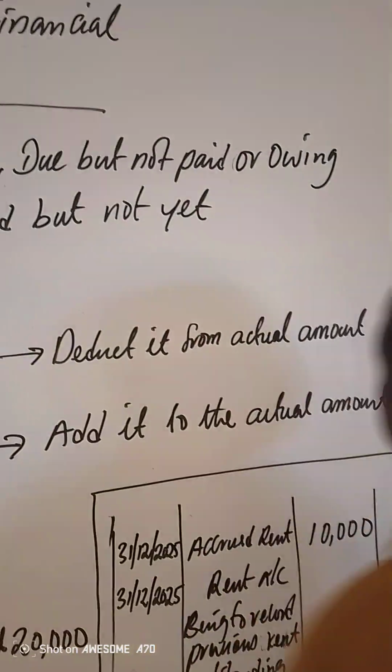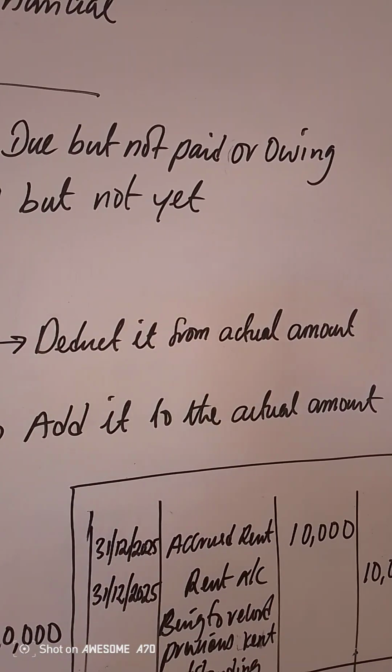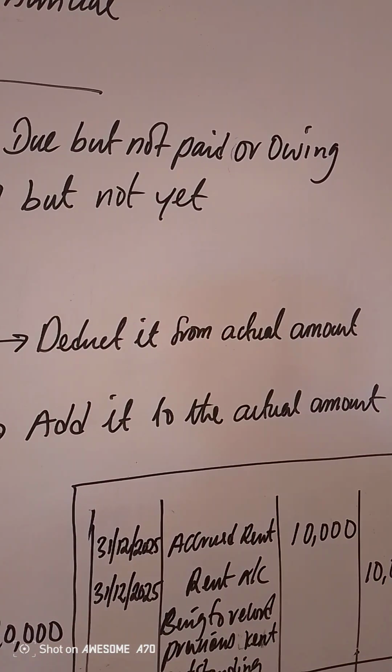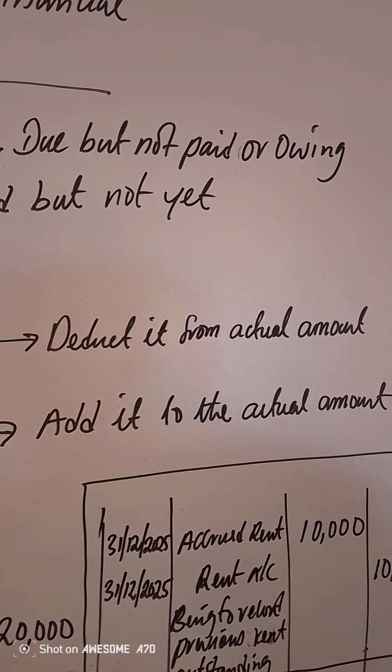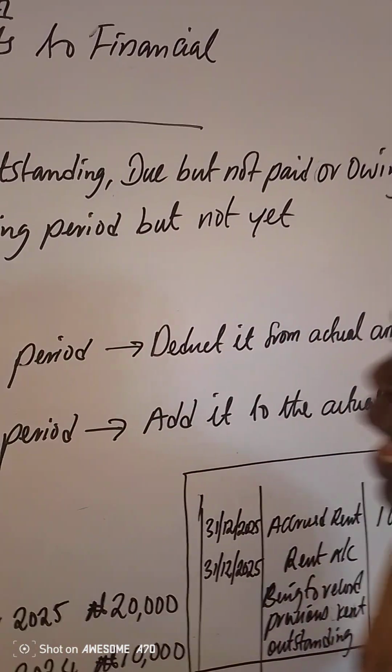So what you do is that if accrued expenses are that of the previous year, as reported in the additional information, the only thing you can do is to deduct it from the actual amount given in the trial balance. So this is the first aspect of it.